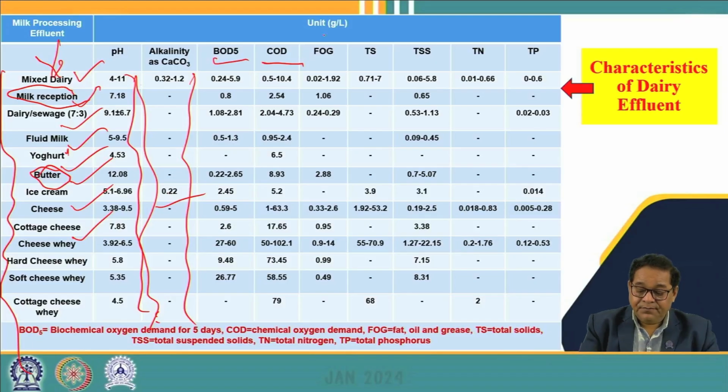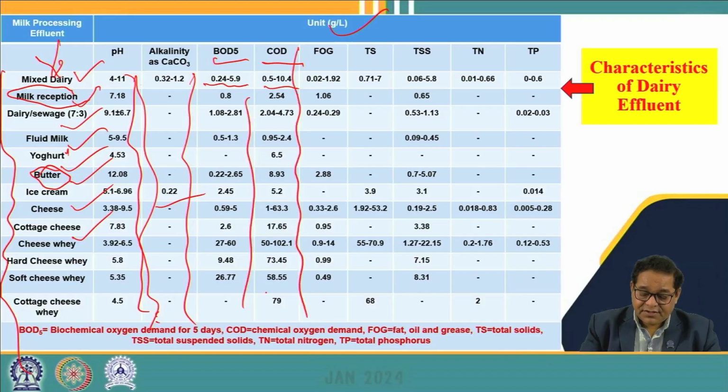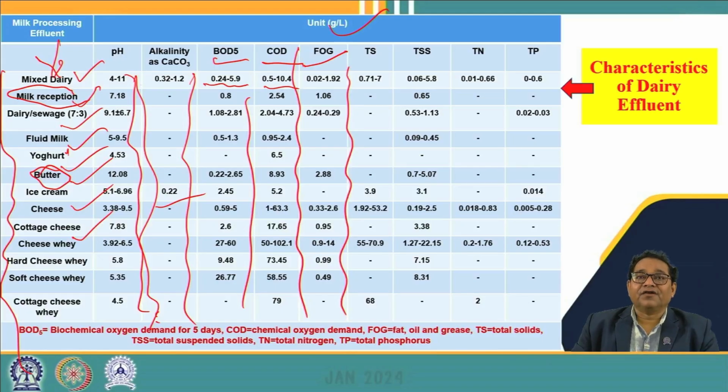If we see all the values, they are given in grams per liter. Here also, the BOD to COD ratio is around 0.5 to 0.6. So this is really biodegradable wastewater generated from different sections. Similarly, we can see that the fat, oil and grease concentration is high in this type of wastewater.